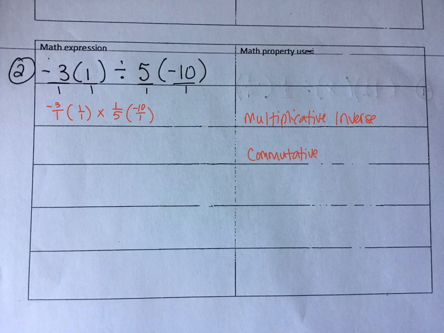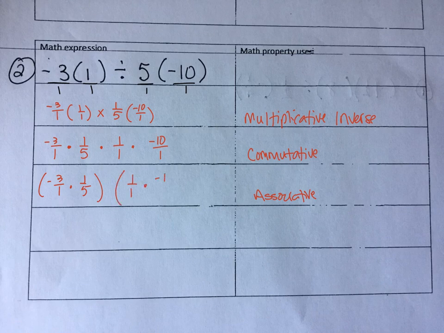So let's go ahead and multiply this one, then the 1/5, then let's do 1/1, and then the -10/1. So let's make sure we hit that associative property, and let's group -3/1 with 1/5 times the 1/1 times -10/1.